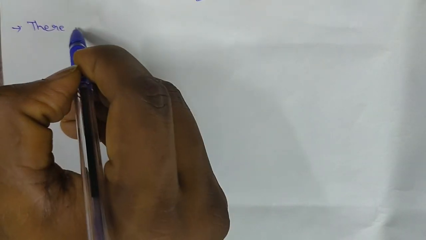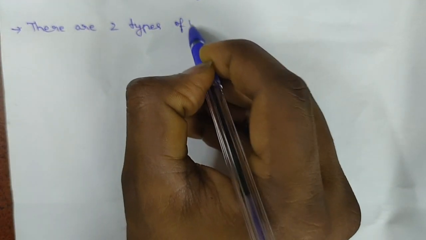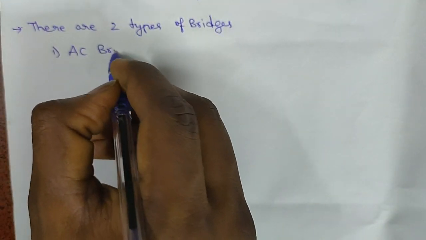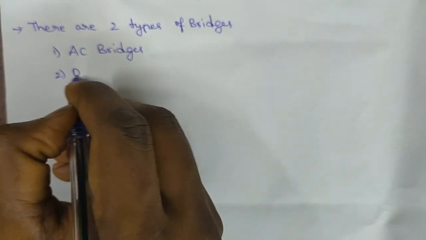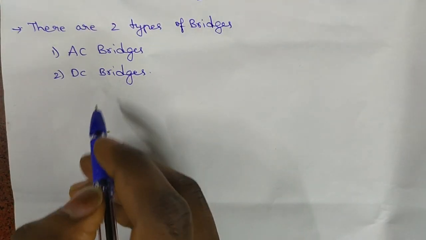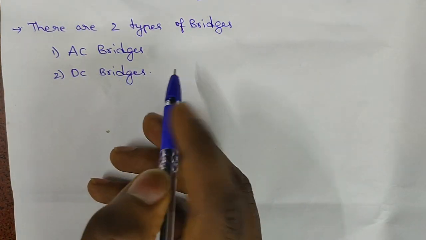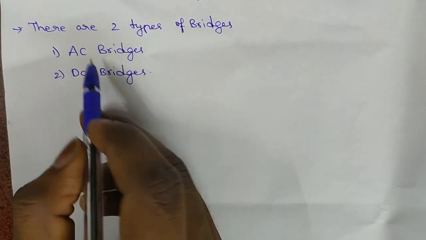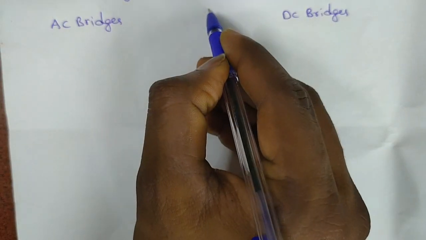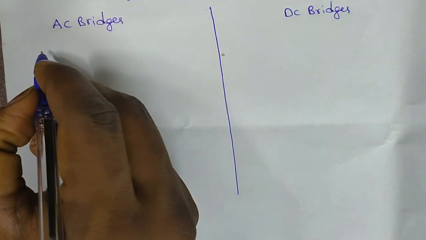There are two types of bridges. One is AC bridges, the second one is DC bridges. Now we are going to discuss AC bridges first. Later we will be discussing DC bridges. First we will see the difference between AC bridges and DC bridges, how the AC bridges will be and how DC will be.